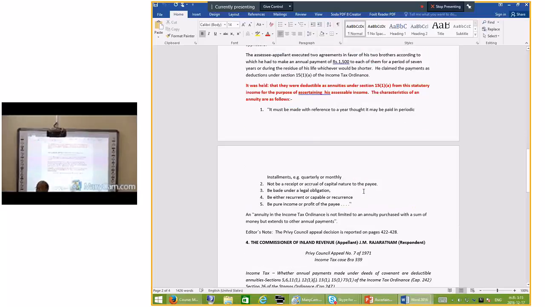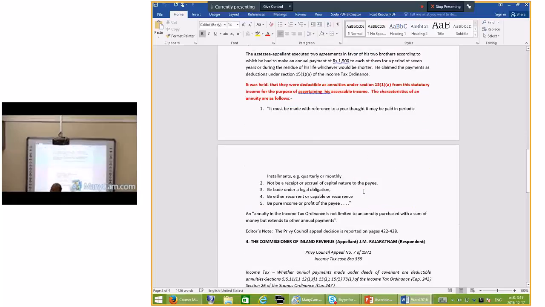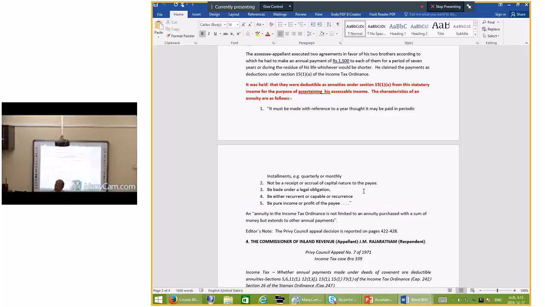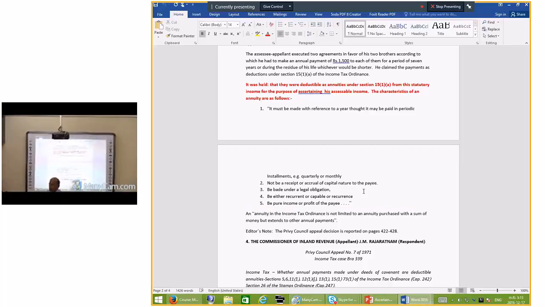Then the court had to decide whether Rajaratnam is entitled to deduct 1,500 as an annuity deduction from the statutory income. The court decided, as we learned, that it must be with reference to a year, though it may be paid in periodic installments, right? An annual payment paid monthly. In a lot of divorce cases, the payment is agreed annually and paid in months. Sometimes a payment is late, and they can pay two installments together as agreed.